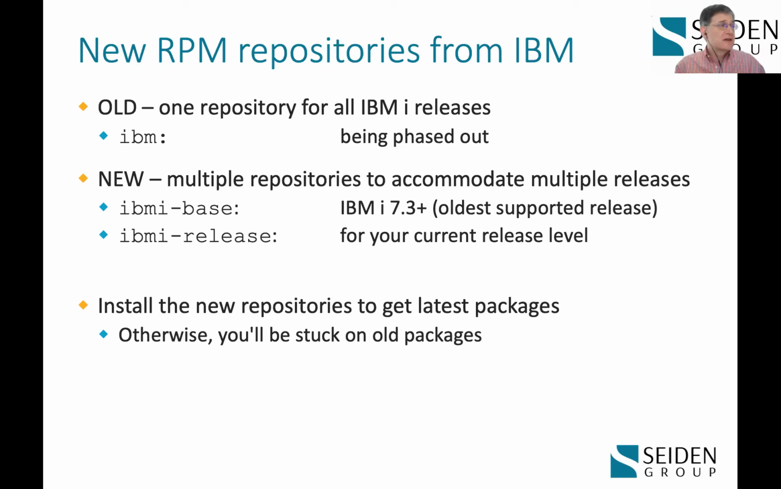So say there's an open source package that only works on IBM i 7.4 or greater or 7.5 or greater. This way they can organize it in different repositories. So instead of that one, now there's going to be two, IBM i base and IBM i release, that'll be release specific. And I'll show you how to get those in a minute. You do need to upgrade to these as soon as you can. You can leave your old repository, but you should add these, and I'll show you on the next slide.